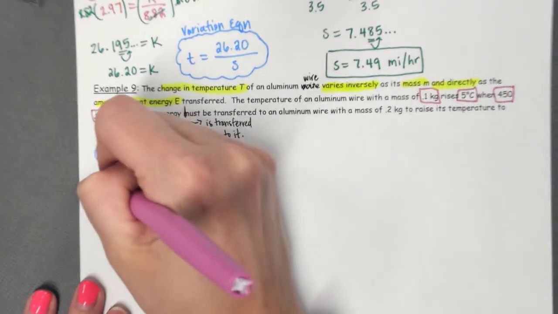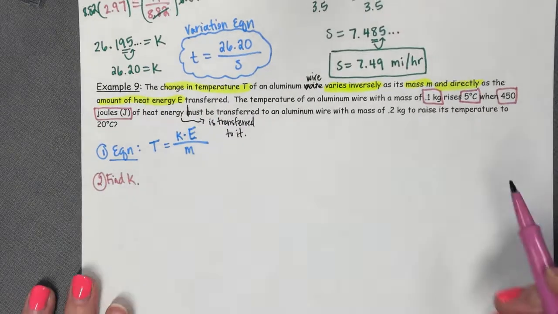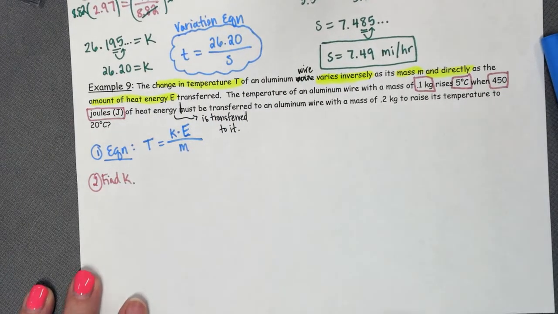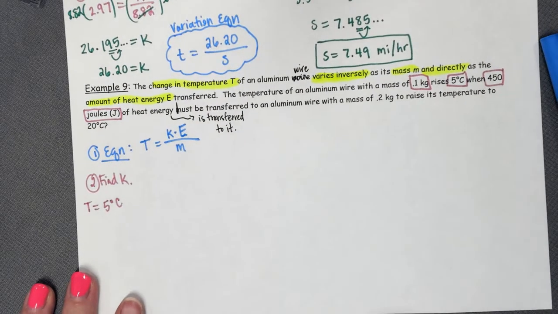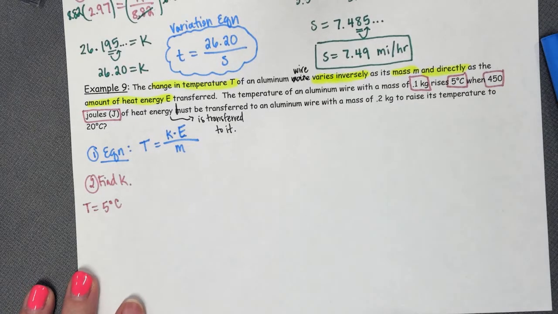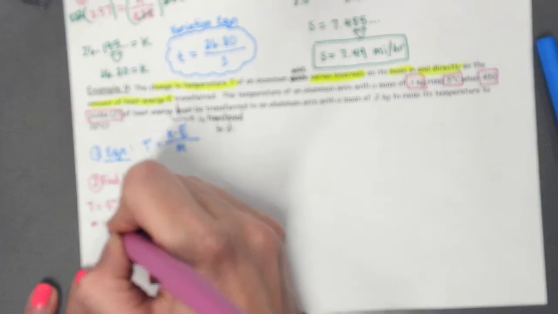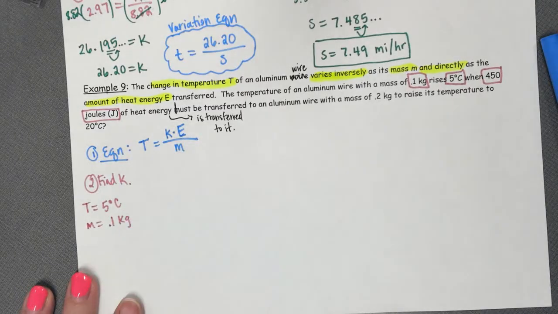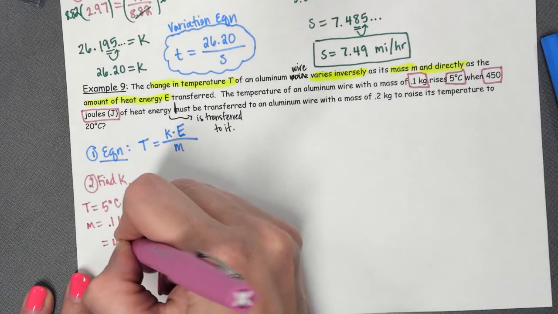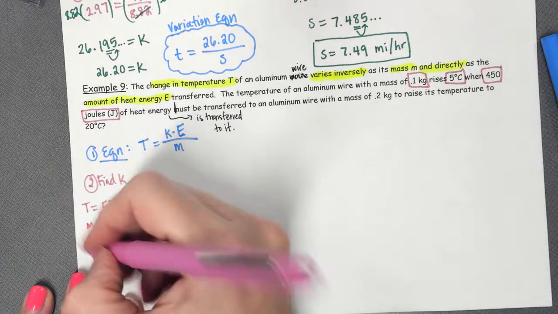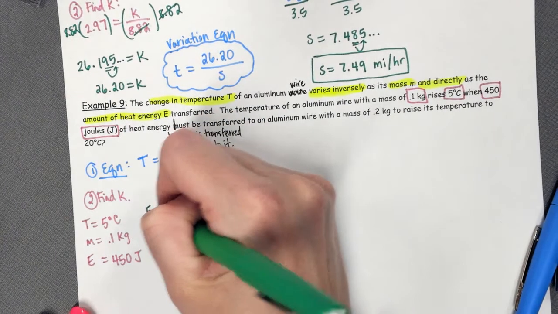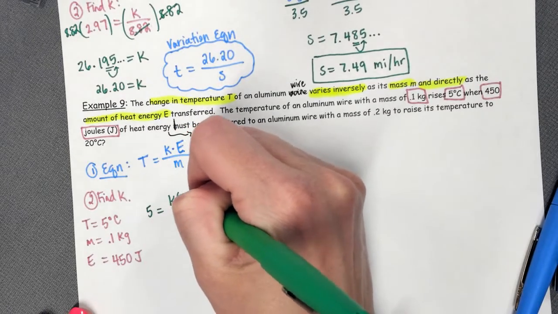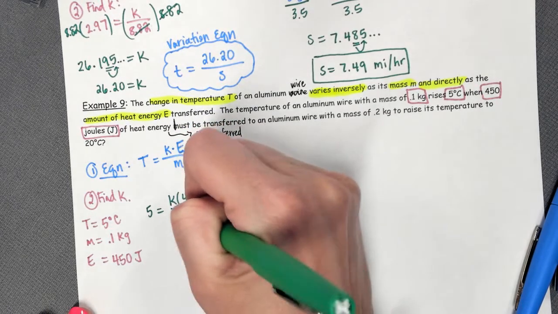And then when you're finding the value of K, you're going to plug in which one's the temperature. 5 degrees Celsius. We know that temperature is measured in Celsius as one thing. The 0.1 kilograms, what's that going to go in for? Yep. Okay, and then of course the 450 joules would now go in for E, which is your energy. Okay, so we're going to plug it in without the units. Okay, so 5 equals K times 450 divided by 0.1.